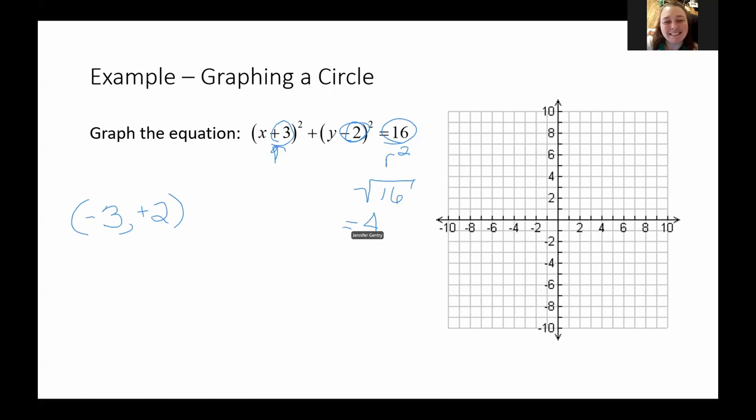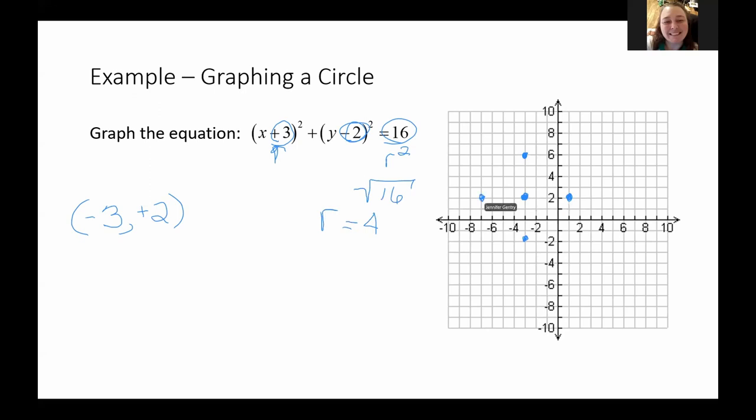Okay, so that's going to be my radius. So now if I come over to my graph over here on the right, I want to find the point -3, 2, which is going to be right there. And I want to have a radius of 4. So I go 4 up, 1, 2, 3, 4. I go 4 down, 1, 2, 3, 4. I go 4 to the right, 1, 2, 3, 4. And I go 4 to the left, 1, 2, 3, 4.